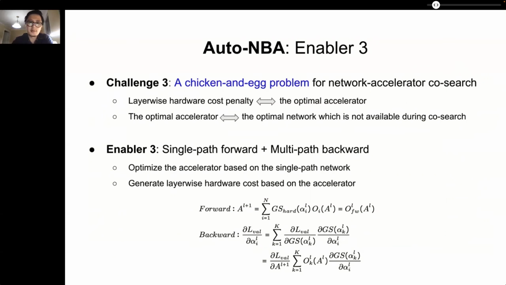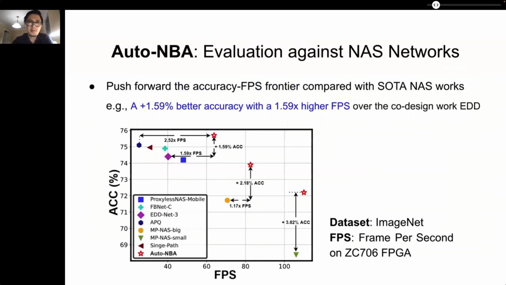During the forward path, we use hard Soft Max to sample the most likely network options to produce the optimal network as an approximation. We then use that to produce the hardware-optimal accelerator and the operation-wise hardware cost, which is going to be used as the input for the backward path. The above basically solves the three challenges that hinder AutoMBA. And then we're going to show some results.